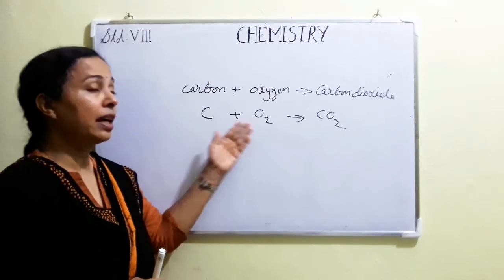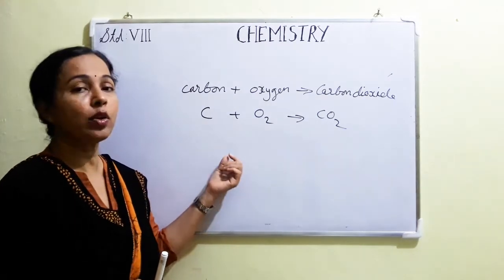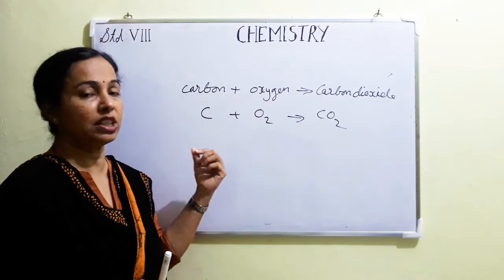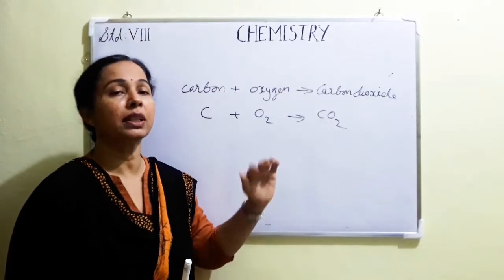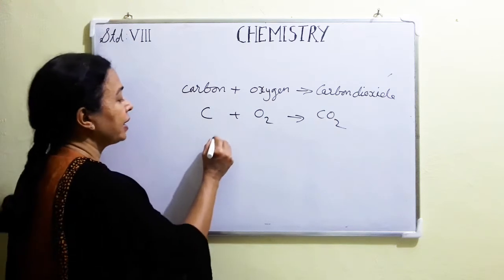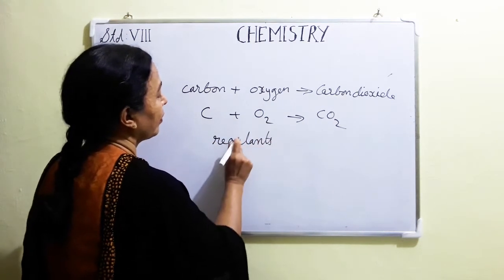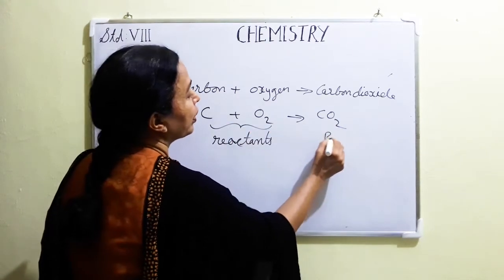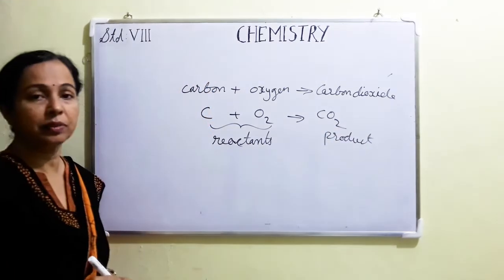The substances which are used as a starting material and which react together are known as reactants. So here these two are the starting material and these two react with each other. They are known as reactants. And the substances produced as a result of the chemical reaction are known as products. So these two are reactants, and this is the product, because this is the result of the reaction.